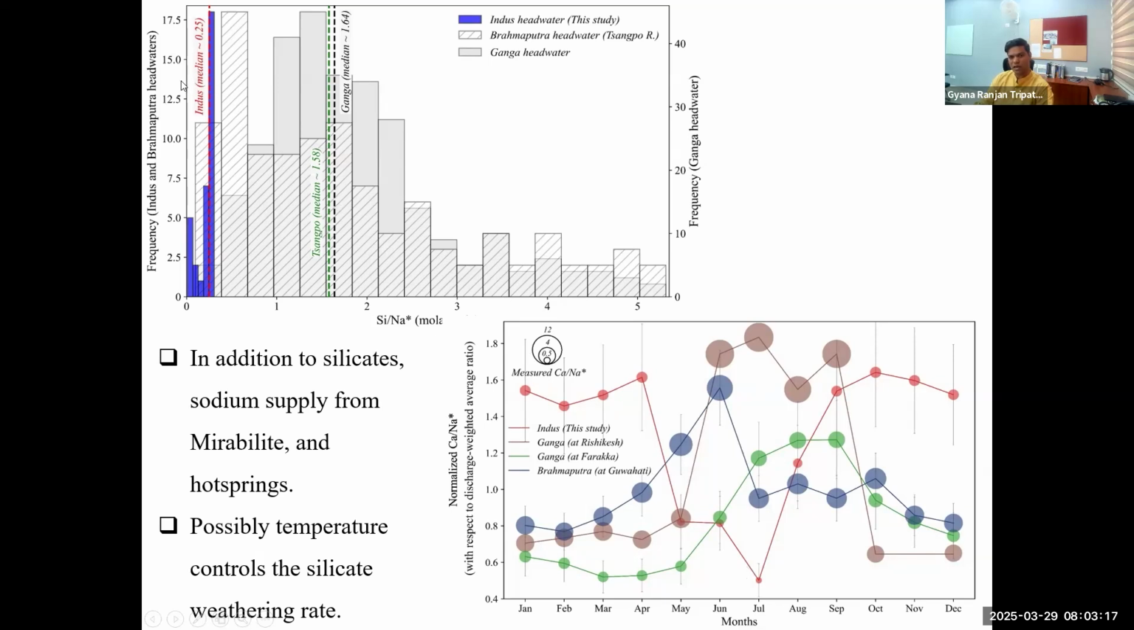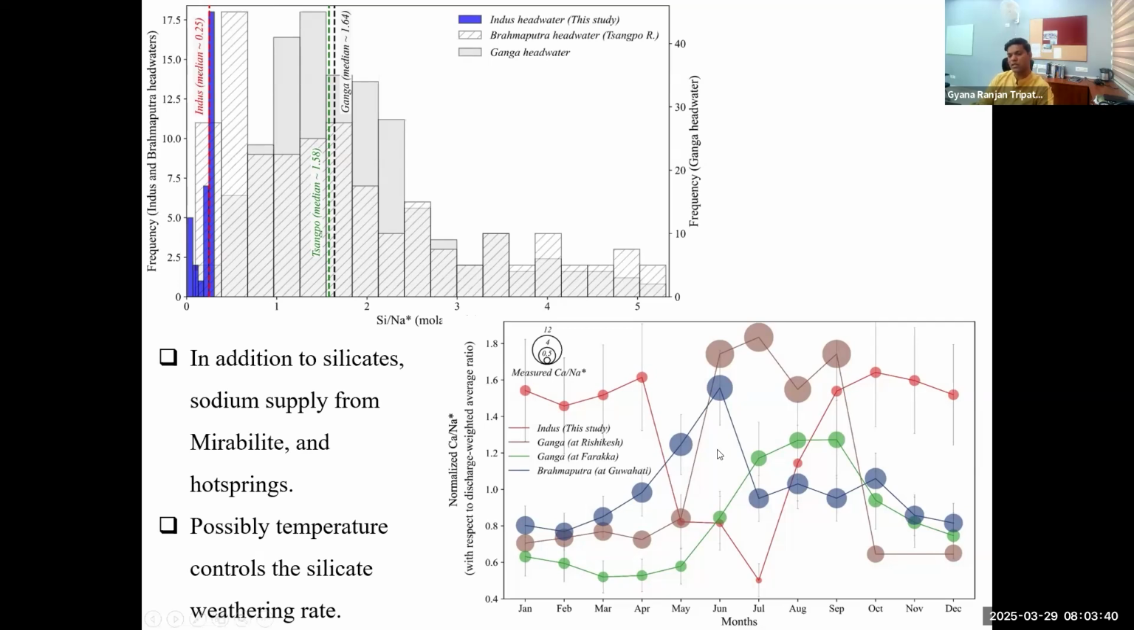To understand that, when we looked into the silica by sodium star, there are also differences we found for Indus compared to the Siang or Ganga river basin, which are much higher, about 1.6 moles, whereas for Indus it is 0.25. Probably there is an additional sodium supply which we are not able to understand. It can be some of these mirabilites or sodium supply from hot springs could be one of the reasons.